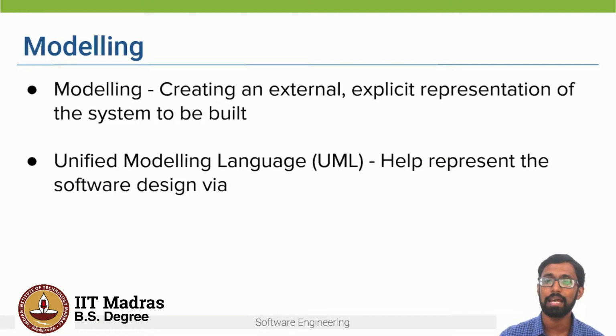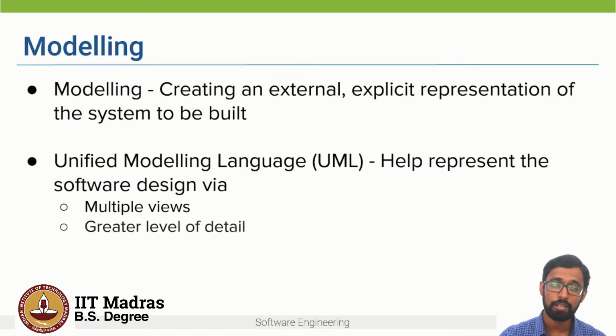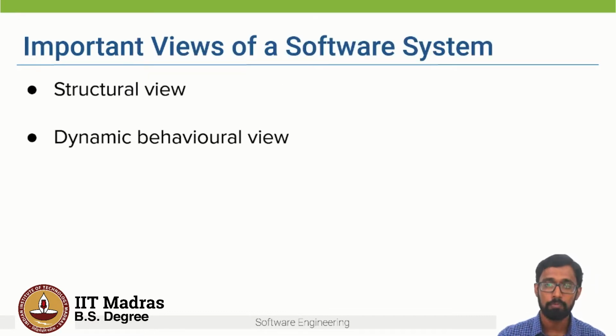So UML diagrams help us represent the software design via multiple views. For example, a user's view or a functional view or a behavioral view. We will look at what these different views are at a greater level of detail as well. So let's look at what these different types of views are. So there are many views, but in this video, we'll be looking at two important views. One is the structural view and the other is the dynamic behavioral view.